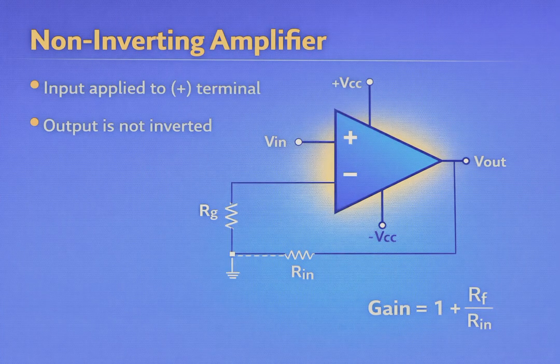Non-inverting amplifier. Next is the non-inverting amplifier. Here, the input signal is applied to the non-inverting terminal, plus. The output signal remains in the same phase as the input. The gain formula is gain is equal to 1 plus RF by Rin. This type of amplifier is widely used in practical circuits.